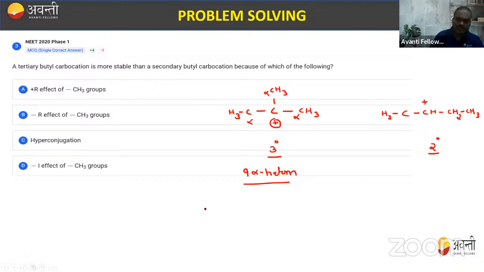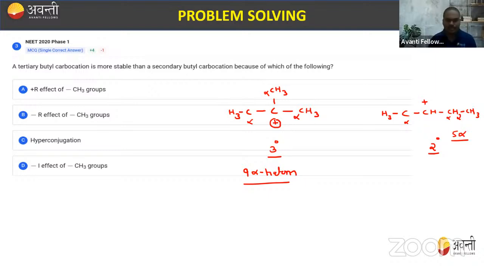So in a tertiary butyl carbocation, we have 9 alpha hydrogen atoms, where in this case, this is an alpha carbon, this is also an alpha carbon. So in the case of the secondary carbocation, we have only 5 alpha hydrogen. But in the case of the tertiary carbocation, we have 9 alpha hydrogen atoms.